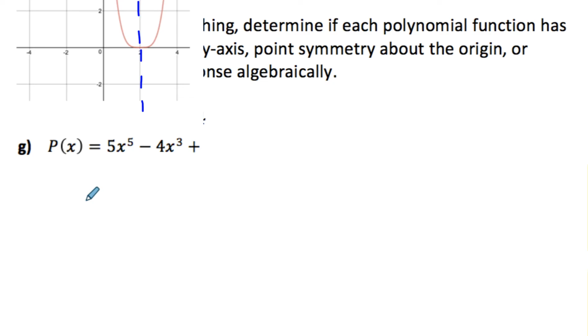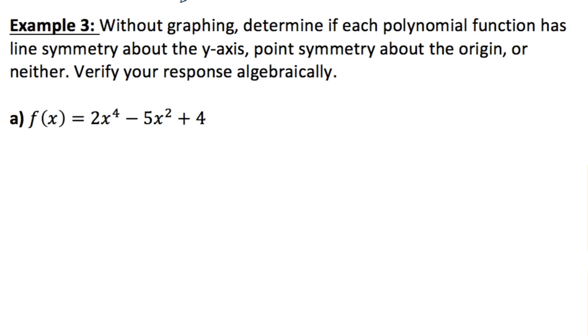Example 3 says, without graphing, determine if each polynomial function has line symmetry about the y-axis, point symmetry about the origin, or neither. And it says verify your response algebraically. That's going to be the new part of this question. Like, I can tell from this equation that this is an even function because all 3 terms are even degree. So it is an even function.